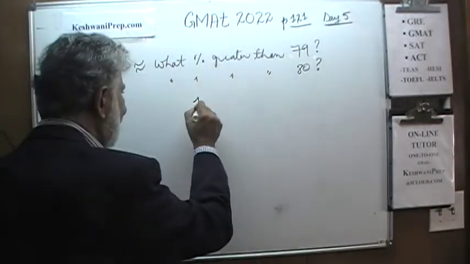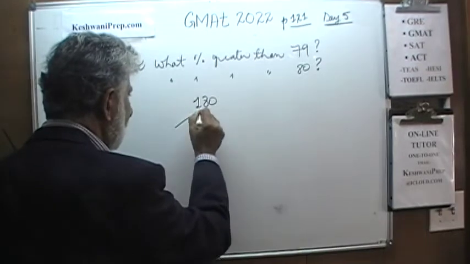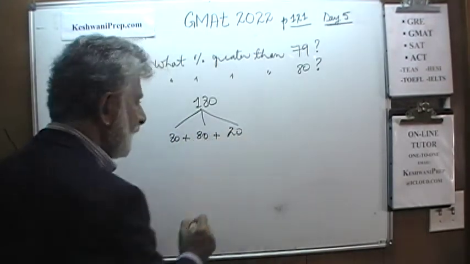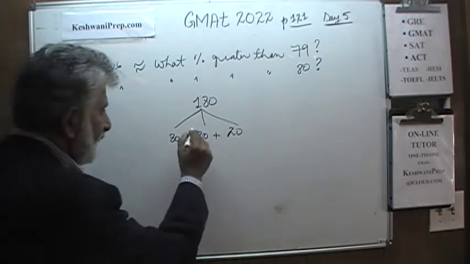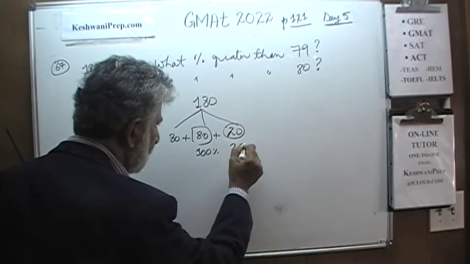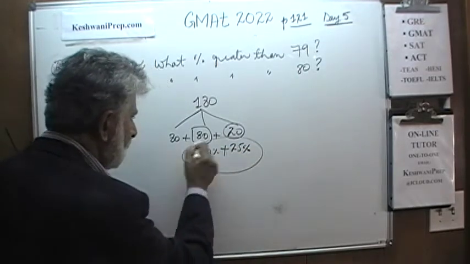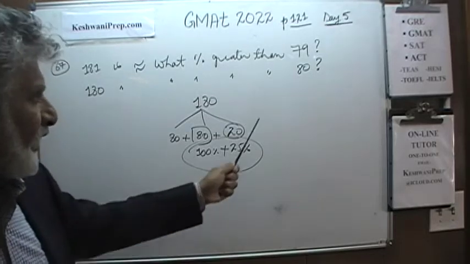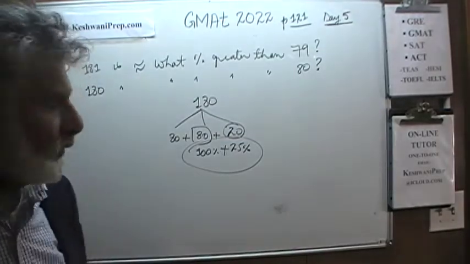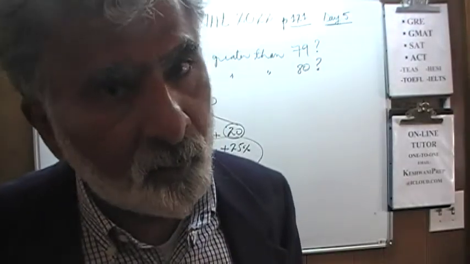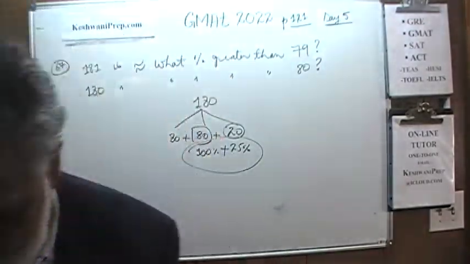Well, 180, as we know, is made up of 80 plus 80 plus 20. This 80 represents 100% of 80. This 20 represents 25%. There we go. It looks like 180 is exactly 125% more than 80. Therefore, 181 is approximately 125% more than 79.